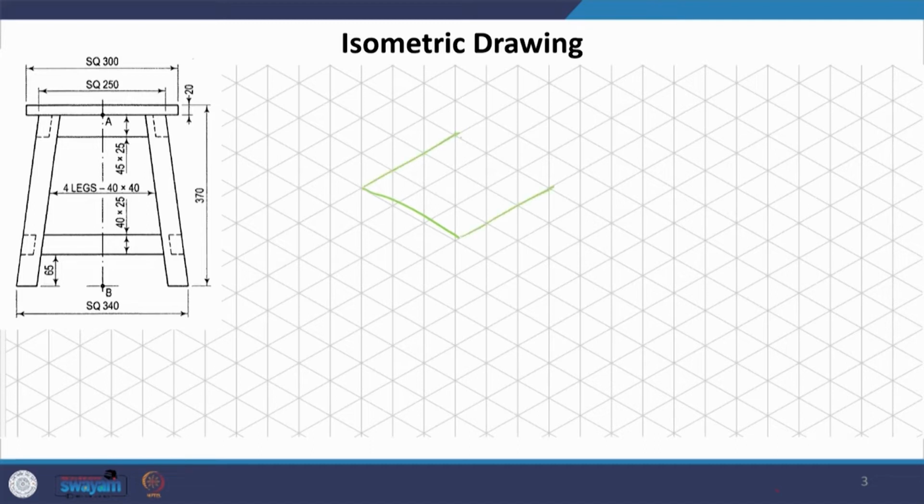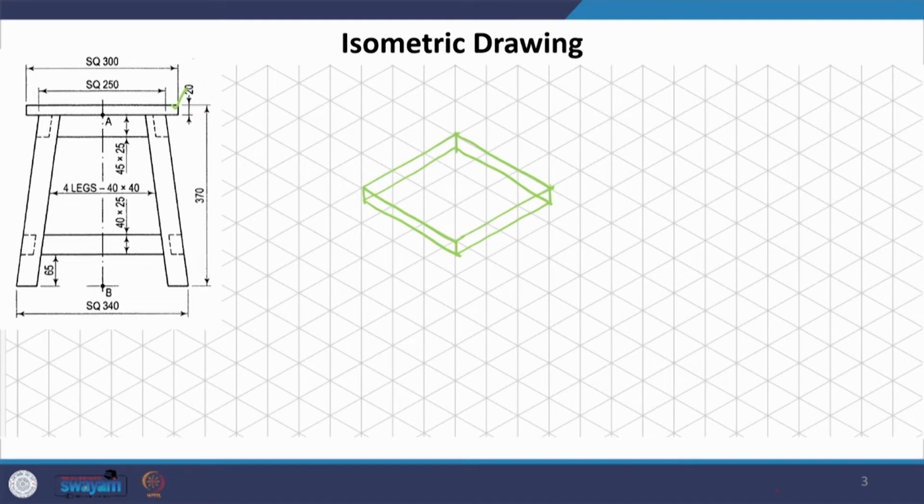Now, I am just assuming dimensions. You will have to take the exact ones, as I always say. Okay. So, there is certain thickness to it. This is what the top is. Okay. So, this is what we have drawn here.